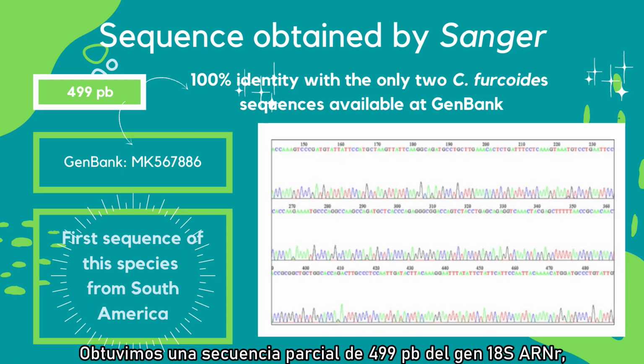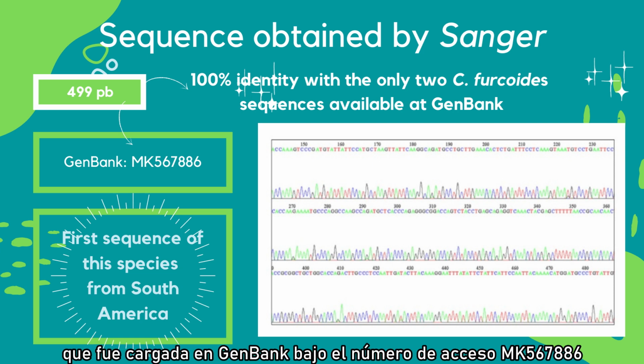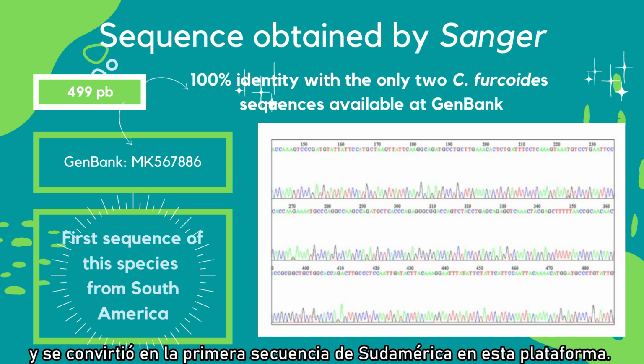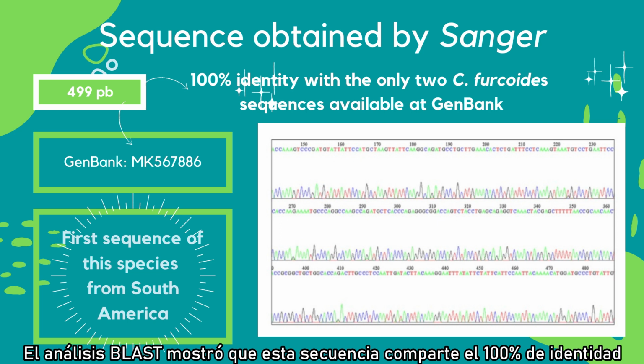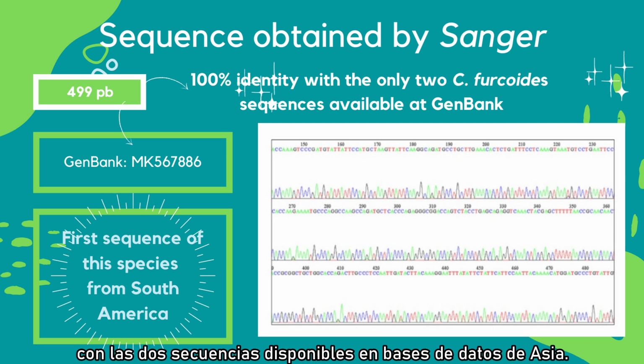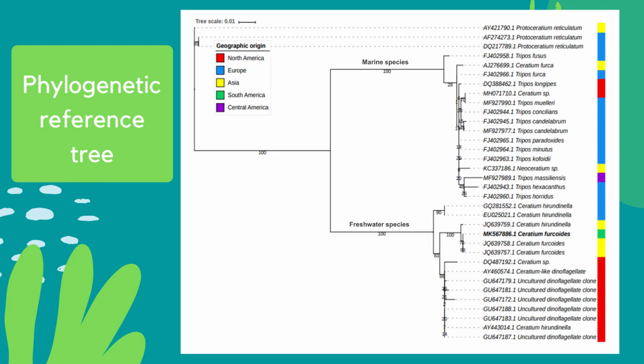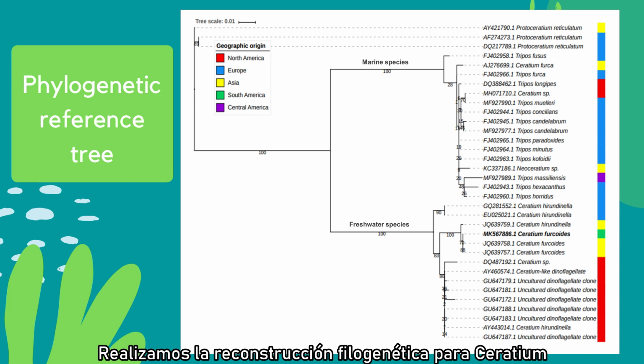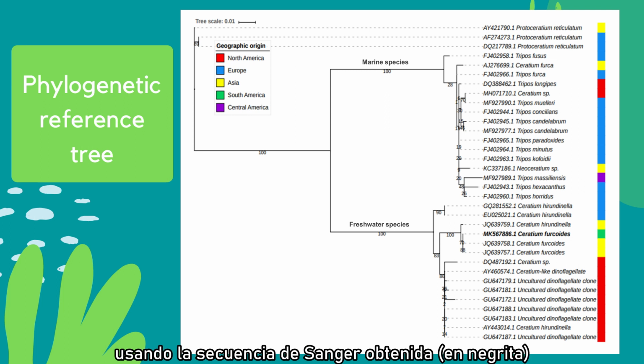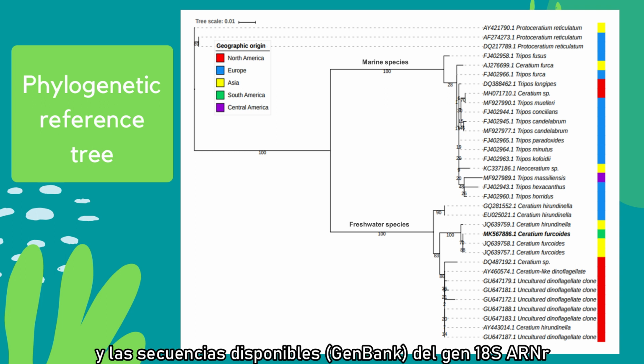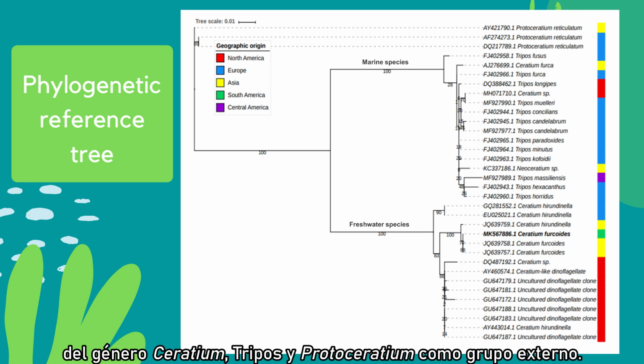We obtained a 499 base pair length 18S ribosomal RNA partial sequence, which was uploaded to GenBank and became the first South American sequence on this platform. BLAST analysis showed that this sequence shares 100% identity with the 2 available sequences from Asia of Ceratium furcoides in the database. We performed the phylogenetic reconstruction for Ceratium using the Sanger sequence obtained, marked in bold, and the available sequences of the 18S ribosomal RNA gene of the genera Ceratium, Tripos, and Protoceratium as an outgroup.